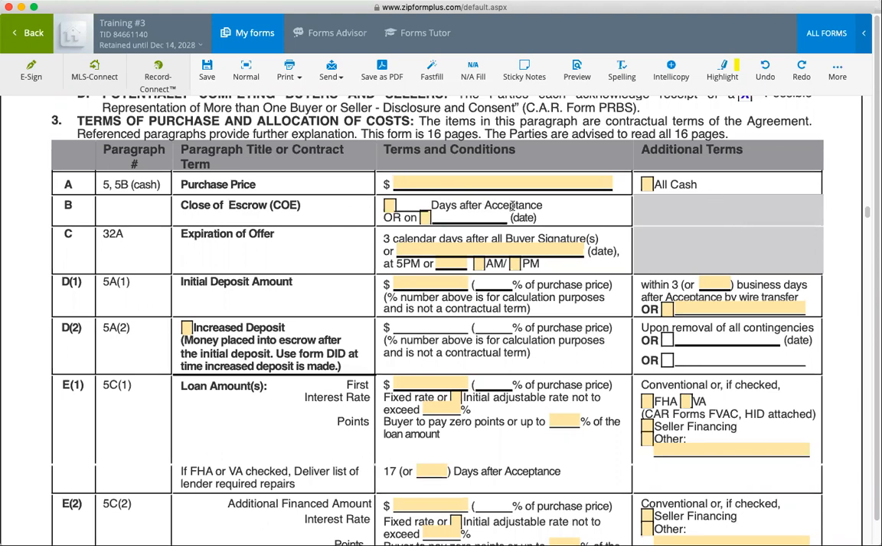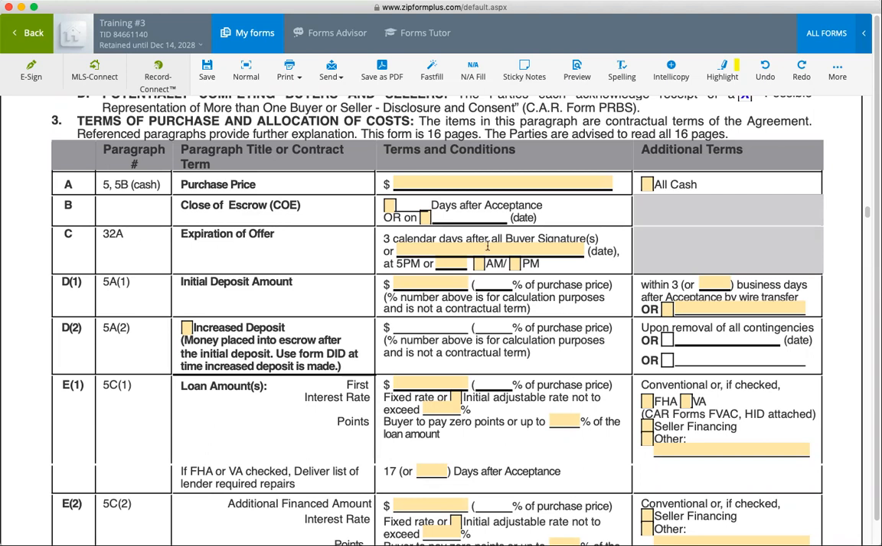So it starts with the purchase price. If it's an all cash offer, you would check the all cash. It goes on to B, the close of escrow. And what it's referring to here in the paragraph number, this is the reference number. This is paragraph 3A, 3B, 3C. And this is the paragraph number in the RPA itself that references the stuff we're talking about. So 32A under 3C, it says 32A. That's way at the end of the contract, and it deals with the expiration of the offer and explains what that expiration means.